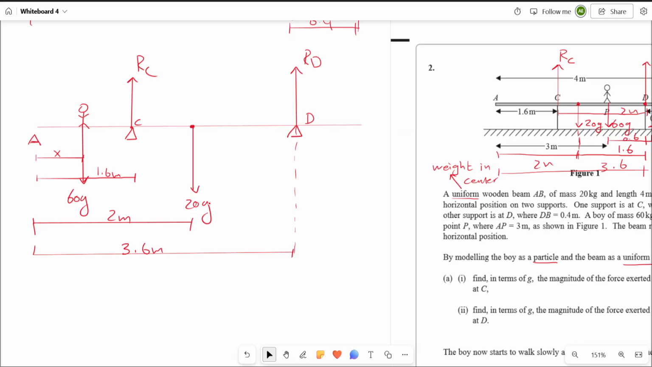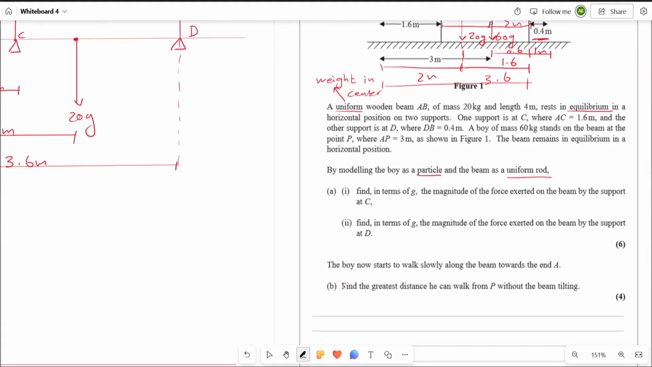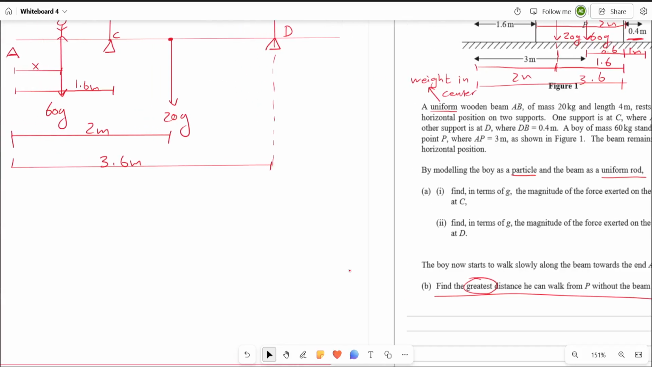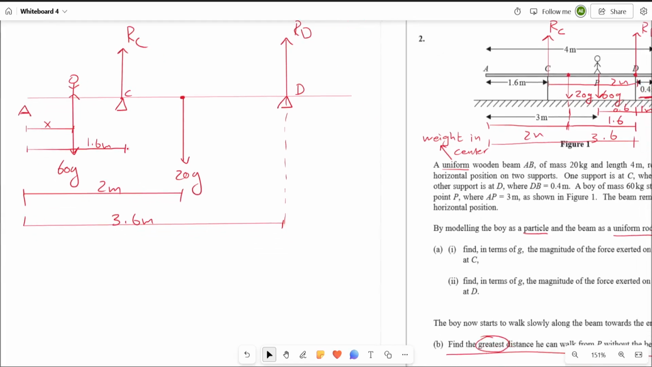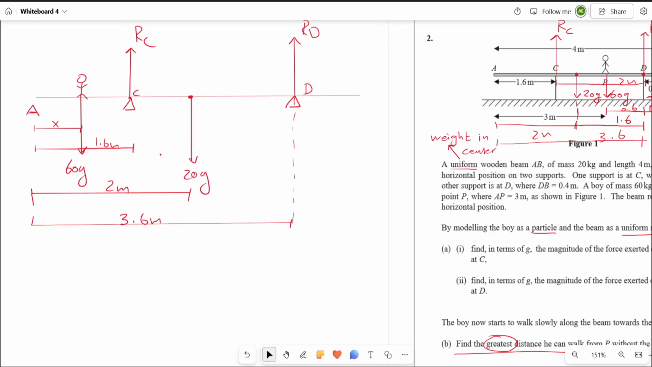Again, it's a keyword, okay? Whenever I see the keyword, or I understand from the question, because here I do not exactly see the keyword. It doesn't tell me on the point of tilting or on the point of lifting off D, or on the point of tilting about C. But it tells me that I want the greatest distance. And from the greatest distance, I know that this is the maximum distance I can go, and anything more than that is going to tilt, so I can deduce that it's on the point of tilting. When I understand it's on the point of tilting about C, what does that tell me about the reaction force at D?